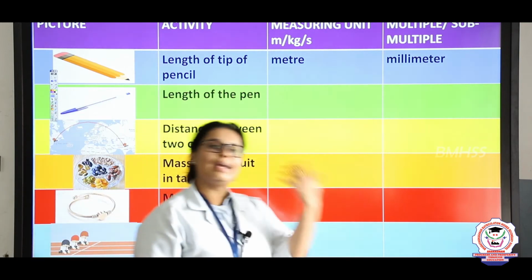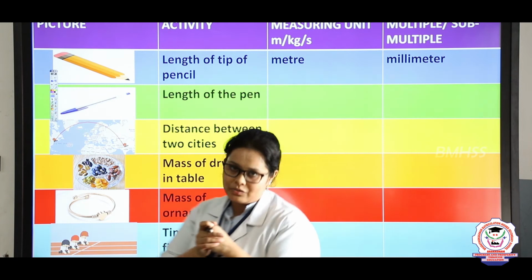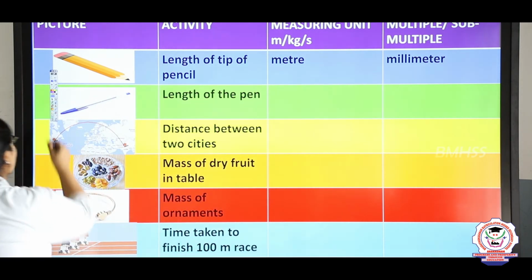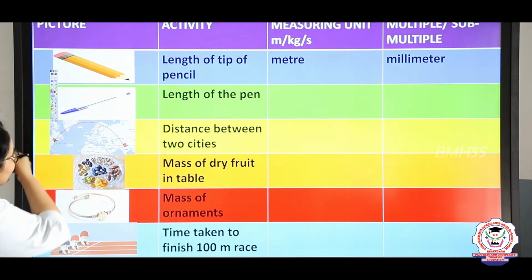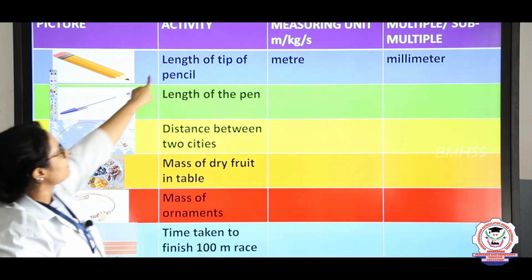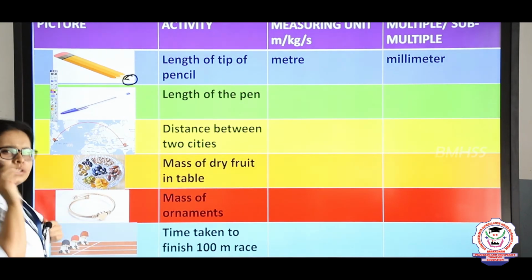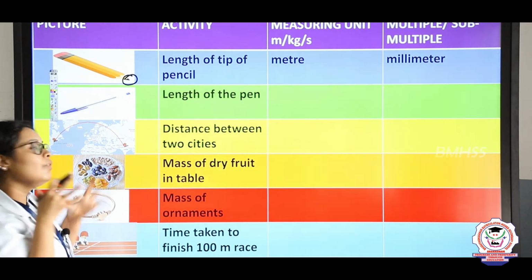So now let's do an activity. Okay children, now in this activity I told you how the things are being measured. So now you will tell me how the things will be measured here. Here I have taken a pencil, okay. Now this pencil I want to measure the length of the tip of the pencil. That is this part. This is very small part, right? So how we will measure it?